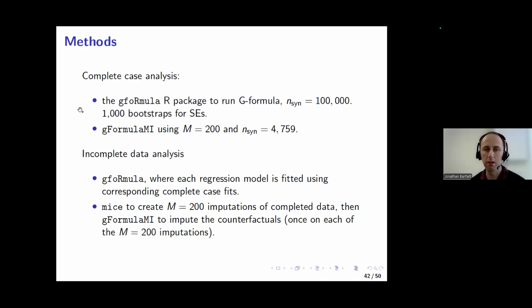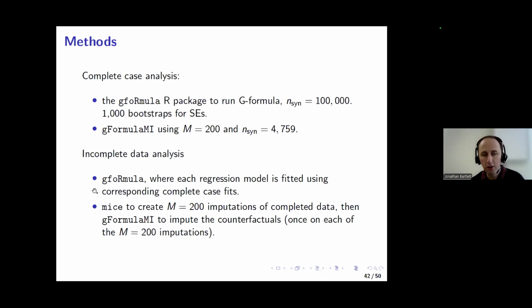So in the complete case analysis, we used the G formula package in R. We simulated for 100,000 patients and used 1,000 bootstraps to estimate standard errors. And then for the G formula by multiple imputation approach, we used 200 imputations and this many synthetic augmented rows in the data set. So this is the same number as the original sample contained.